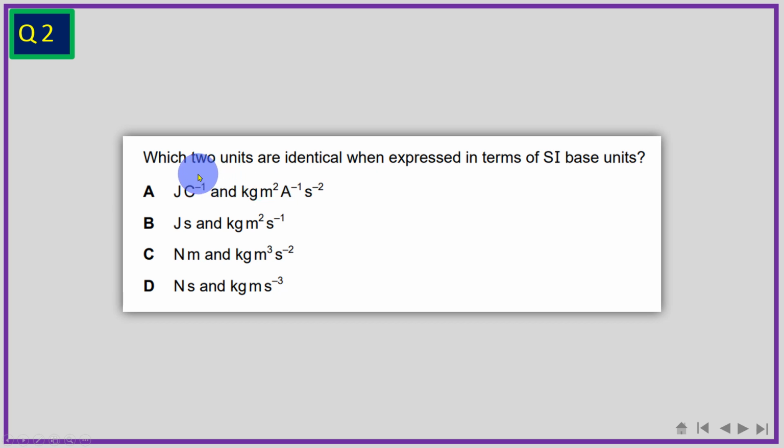In question number 2, we asked which two units are identical when expressed in terms of SI base units. Here we are using the concept referred to as homogeneity of physical equations. A physical equation or an expression is said to be homogeneous with respect to units if the units on one side are equal to the units on the other side. So we are going to compare joules per coulomb, for example, is it equal to kilograms meter squared per ampere per second squared? So what is it that we need to do in order to tackle this kind of question?